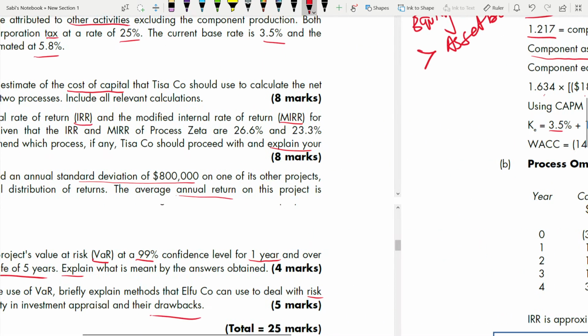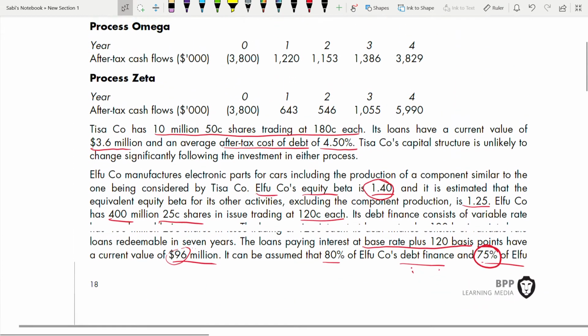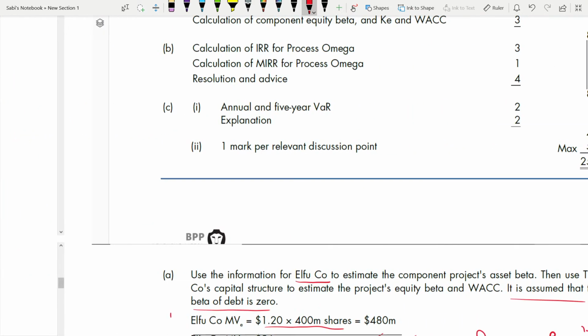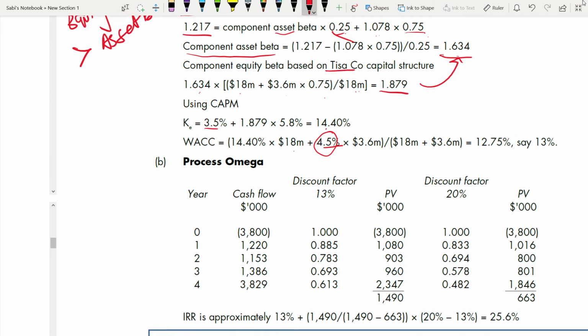I will tell you here. Just go up and check again what they have told. They have told that the after-tax cost of debt is 4.5%. No need to adjust it for tax. It is already adjusted for tax. So you are just multiplying it with the value of debt. That's it, and you are getting 12.75. Whenever you get 12.75 or 12.8 or 12.4, please round up. So they are rounding up to 13%. It's easier to work that way.